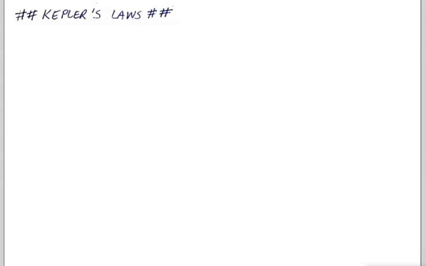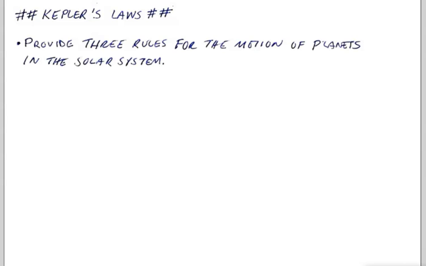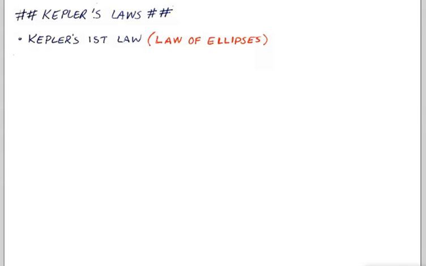Today we're going to talk about Kepler's laws of planetary motion. Johannes Kepler developed three laws which describe the motion of the planets across the sky. Kepler's first law describes the shape of a planet's orbit. It's sometimes referred to as the law of ellipses. It says basically that planets move in elliptical orbits.